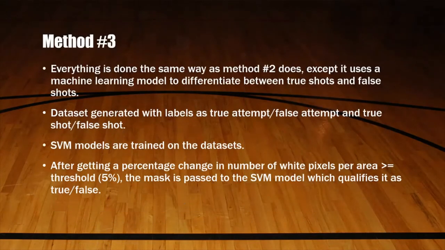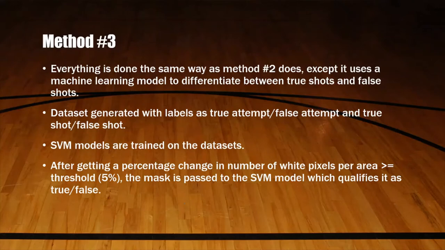Now method three. The main drawback of our method two was that it was unable to distinguish whether a ball is going over the hoop or through the hoop. In method three, we do everything the same as in method two, except we use a machine learning model to differentiate between a true shot and a false shot. So I used method two to generate a dataset for me, which tells whether a shot is being taken or not. It gave me pictures of shots detected by method two. Then I cleaned those shots into false shot and true shot, and trained an SVM model on that dataset.